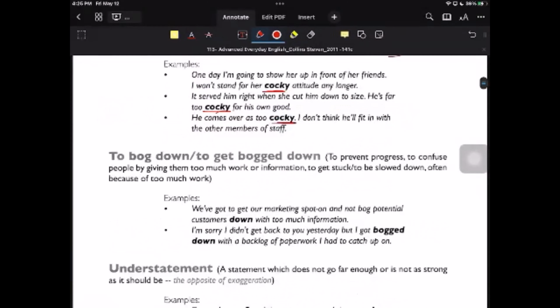Okay, next. To bog down, or to get bogged down. This means to prevent progress, to confuse people by giving them too much work or information, to get stuck or to be slowed down, often because of too much work. Examples: we've got to get our marketing spot on and not bog potential customers down, not give them so much information and work, to just be bogged down with it.